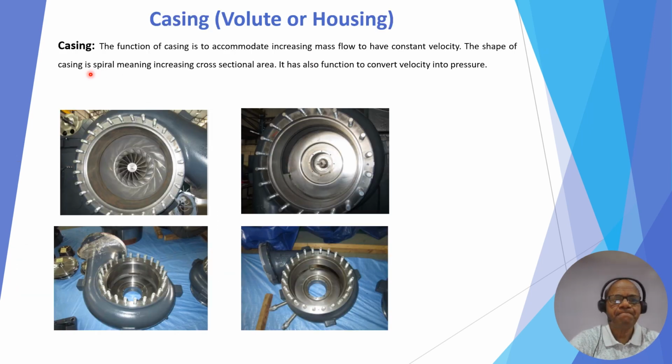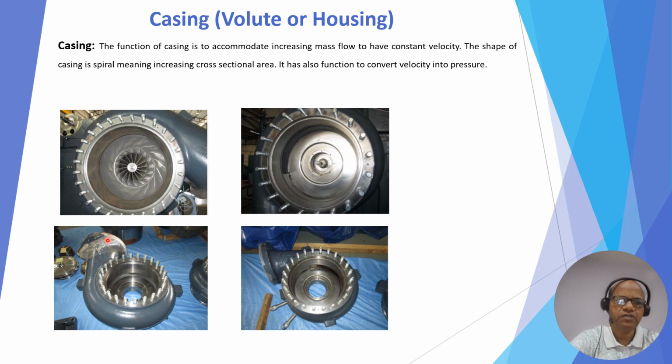Then the casing. The main function of the casing is to accommodate increasing mass flow to have constant velocity. The shape of the casing is spiral, meaning increasing cross-section area. It also has the function to convert velocity into pressure. So see, this is the block. Gas is coming like this. You can see here, gas comes out.